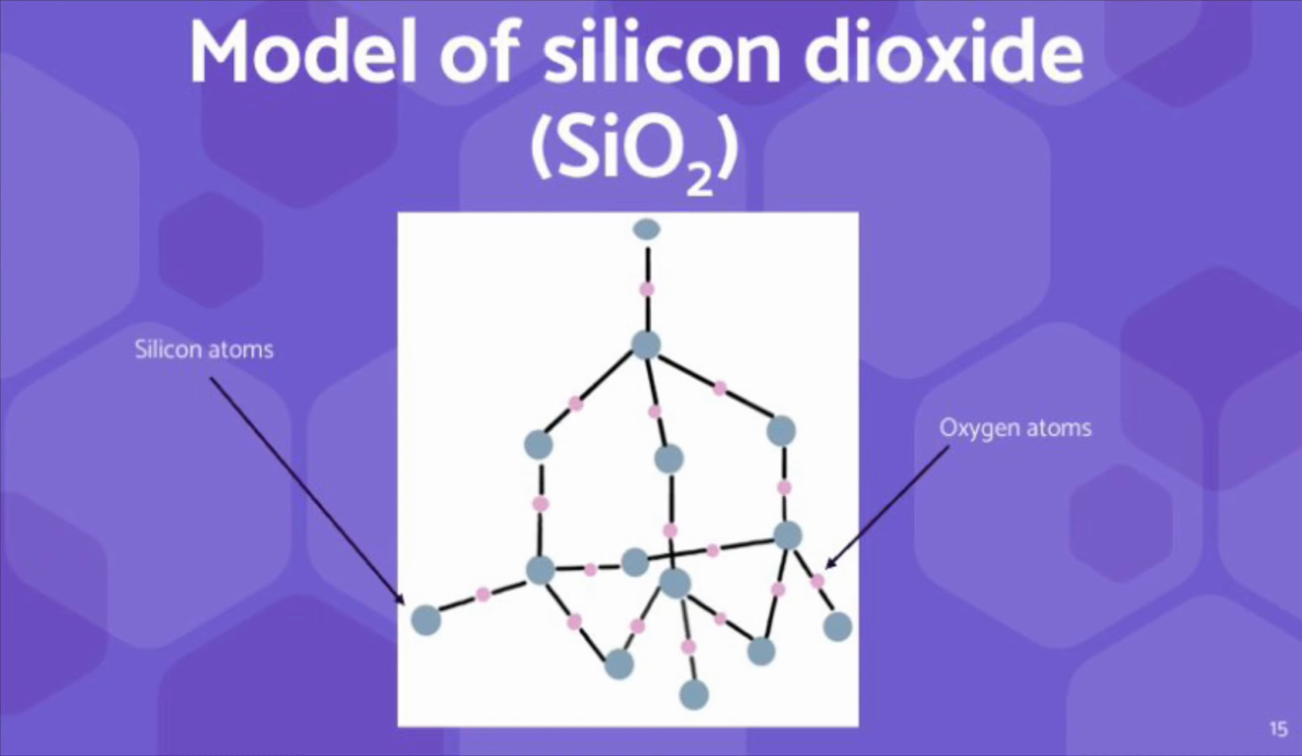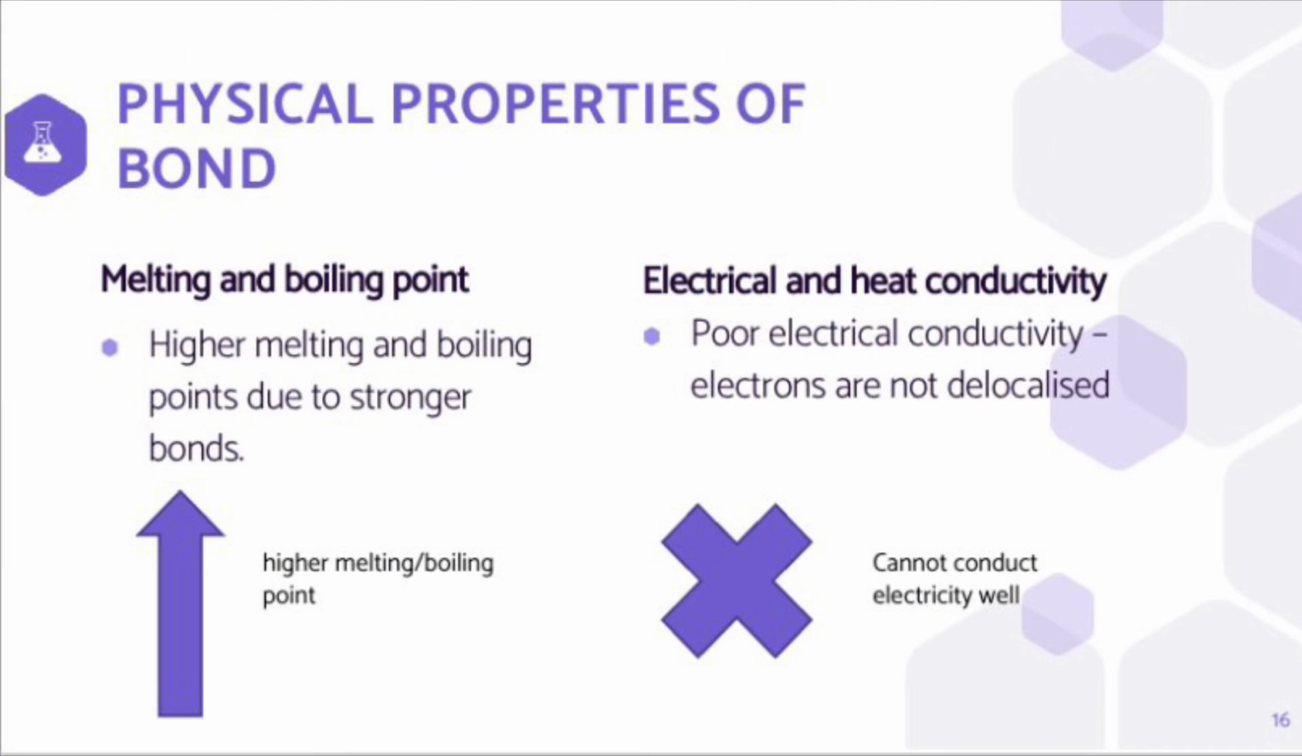Here is a structure of silicon dioxide, and as you can see, it has a diamond lattice shape, and its atoms are linked together by strong covalent bonds. Covalent networks have high boiling and melting points because their bonds are much stronger and there are more of them. Covalent networks also have poor electrical conductivity. This is because their electrons are not delocalized and not free to move around.